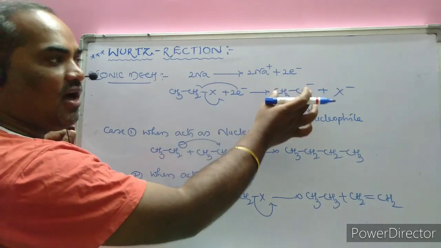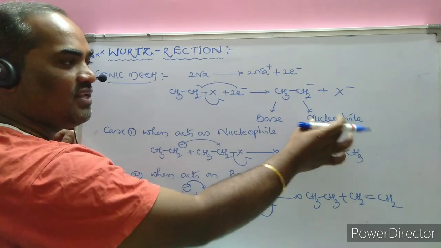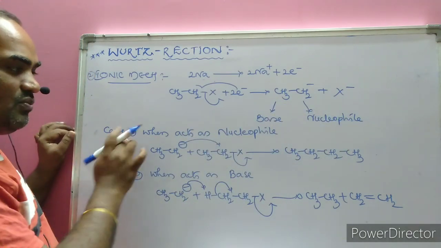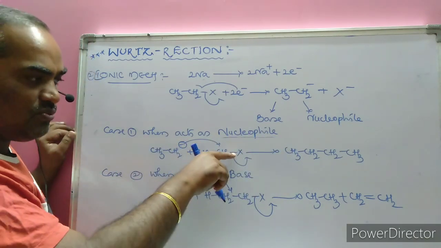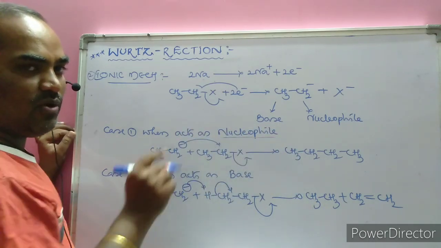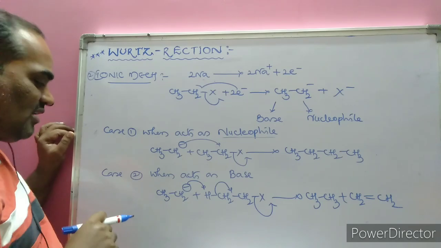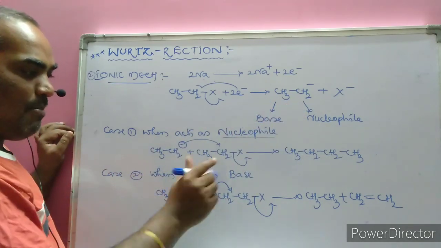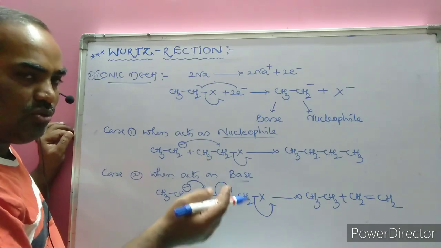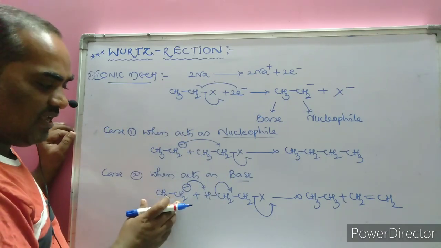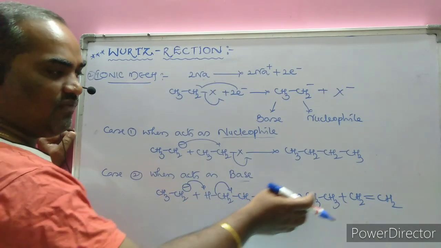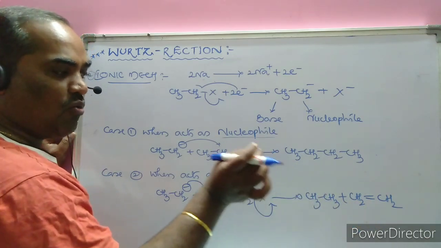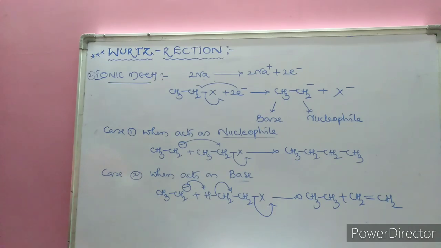The carbanion formed may act as a base as well as a nucleophile. In case 1, when it acts as a nucleophile, through a nucleophilic substitution reaction, it forms the major product, an even-numbered symmetrical alkane. Whereas when it acts as a base, what is the work of a base? It needs to attract a proton from wherever it is available easily. Here the formed carbanion accepts a proton from here. As a result, an elimination reaction takes place. Hence, a small quantity of byproducts in the form of alkane as well as alkene is formed.